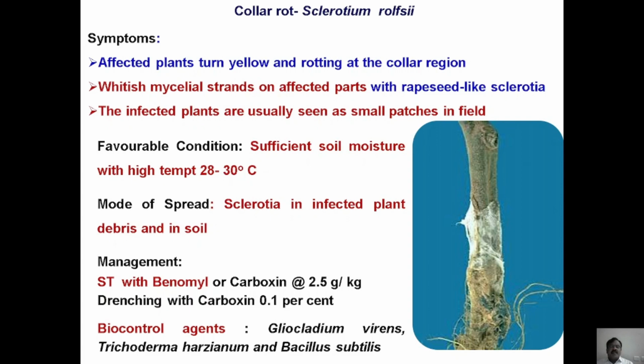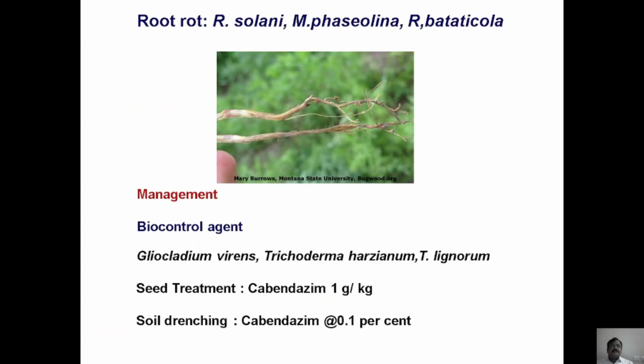of inoculum. So to manage this disease, treat the seeds before sowing with fungicides like carboxin, or if the infection occurs at a later stage or during crop growth, then drench the infected plants with carboxin at the rate of 0.1%. Besides, application of biocontrol agents like Gliocladium virens, Trichoderma harzianum, and Bacillus subtilis are also much helpful and act effectively against the pathogen Sclerotium rolfsii.